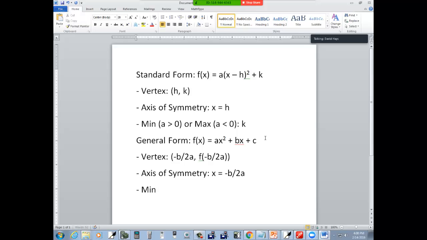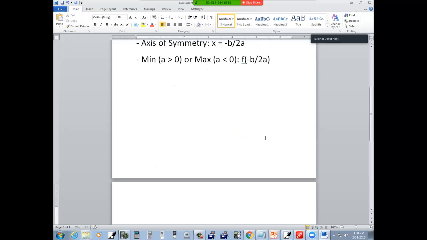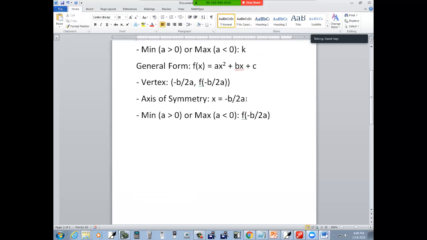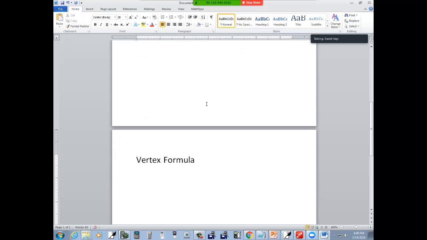And then your min, which is still, if your a is greater than 0, it's positive. It opens up, so there's a min. Or your max, where your a is less than 0. And this is going to occur at f of negative b over 2a. So those are the forms we're going to be working with. Now the vertex formula, that's what it's referred to in the general form.